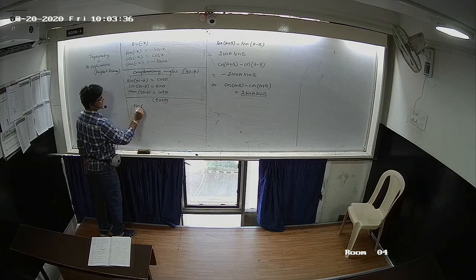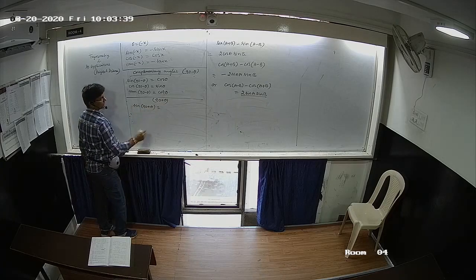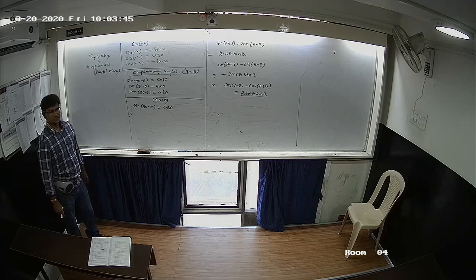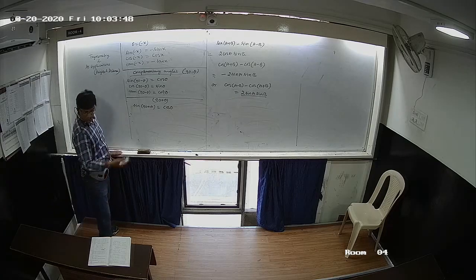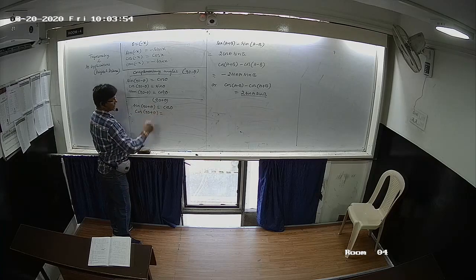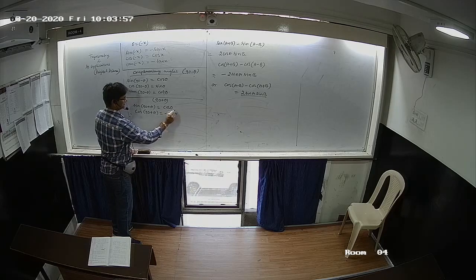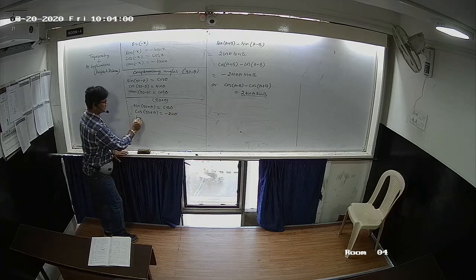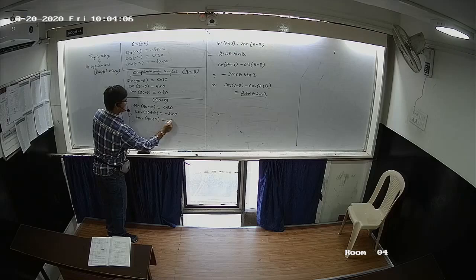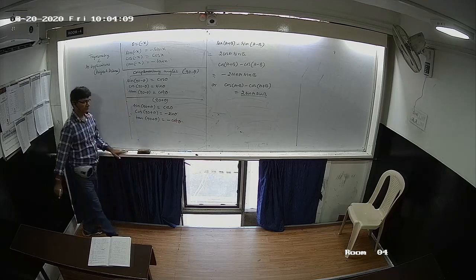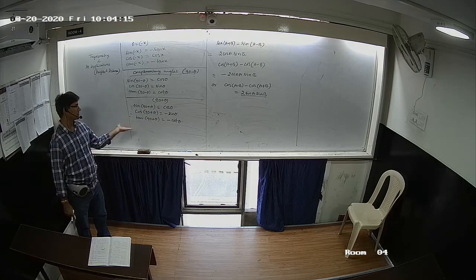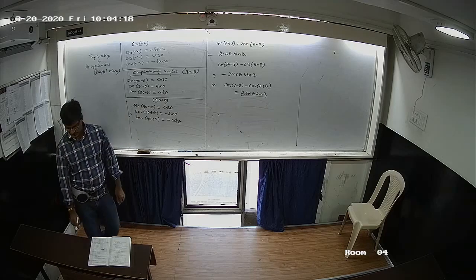In the same way, you can go for the 90 plus theta angle. So sin of 90 plus theta will be equal to cos theta, and this is in the second quadrant. Then cos of 90 plus theta will be equal to minus sin theta. Then tan of 90 plus theta will be equal to minus cot theta. And in the same way, you can get the values for cosec, sec, and cot in the reverse way.